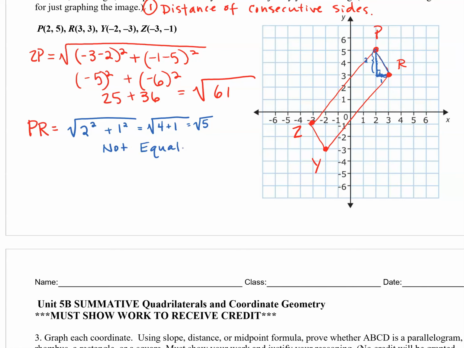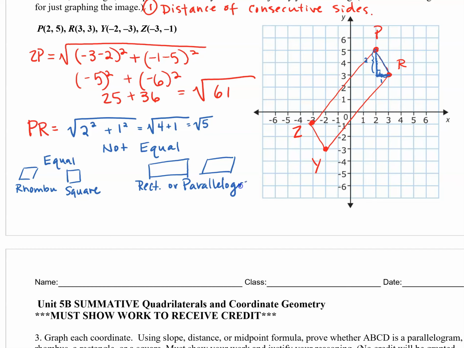Okay, if they had been equal, then I would say consecutive sides were equal. That would leave me 2 choices, rhombus and square. These are your equal choices. But these were not equal, so that means I've either got a rectangle or a parallelogram. Then I need to do one more check.